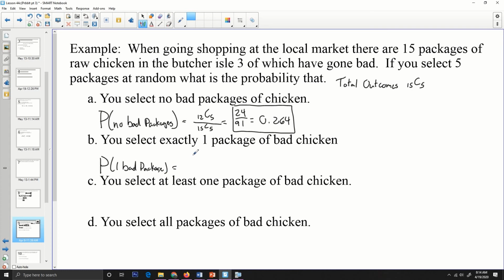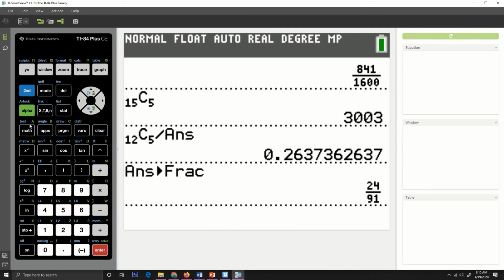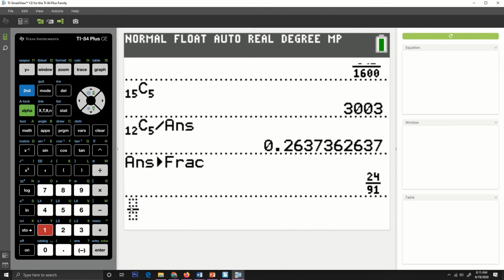All right, so I'm going to select one bad package. Since they're all indistinguishable from each other, there are 3 bad packages of which I'm going to choose one. But I still said I'm selecting 5 total. So from the 12 that are still good remaining, I'm choosing 4, and that's going to be all over the 15 choose 5, still the same. So let's do that calculation. Let's go alpha. Let's go y equals to bring up the fraction menu. And then if it can come up as a fraction, it will.